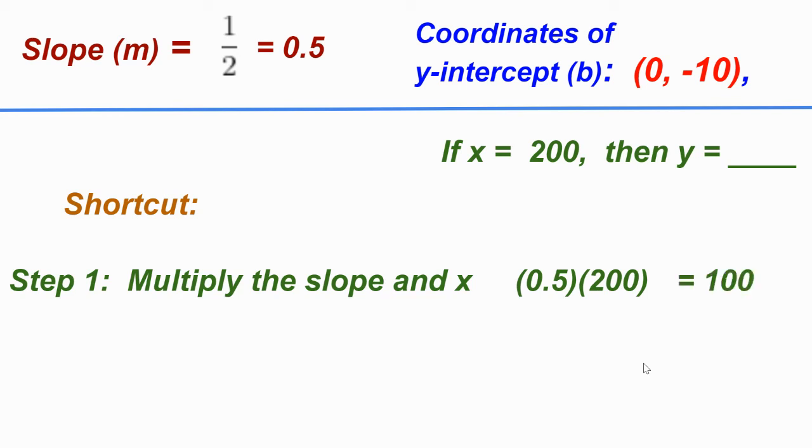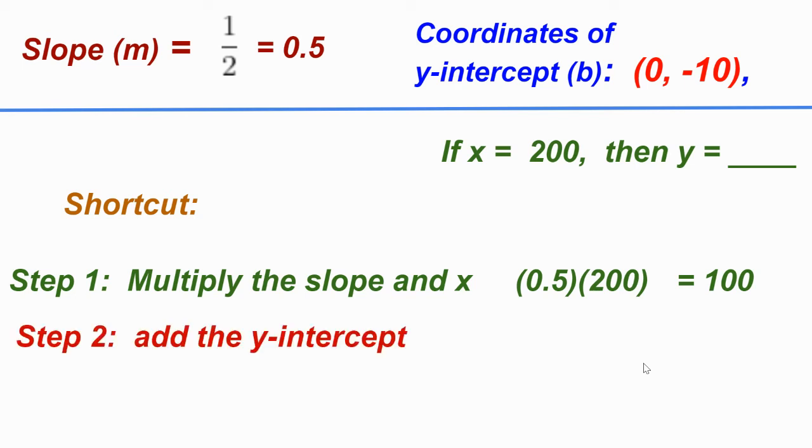And remember the second step? Only 2 steps here. Add the y-intercept. So I go 100 plus the negative 10. That gets me to 90. Right? So that's all it is. Right? Using the shortcut, finding the slope and the y-intercept from the table and using those to get any value of y, no matter how big or how small x is.